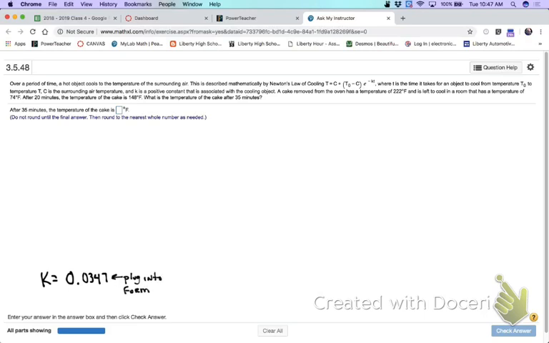Now I'm going to plug this back into my formula. I'm going to call this T equals my constant, which is 74, plus my 148 times e to the negative 0.0347t.